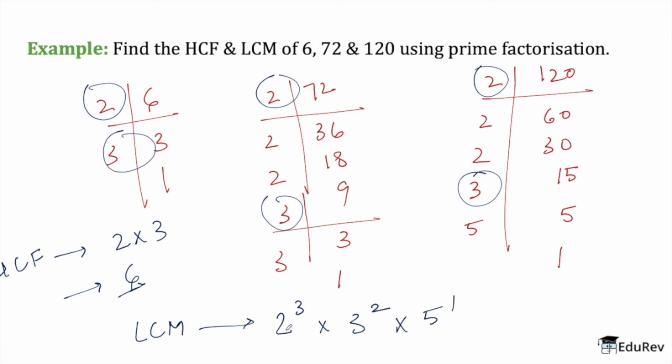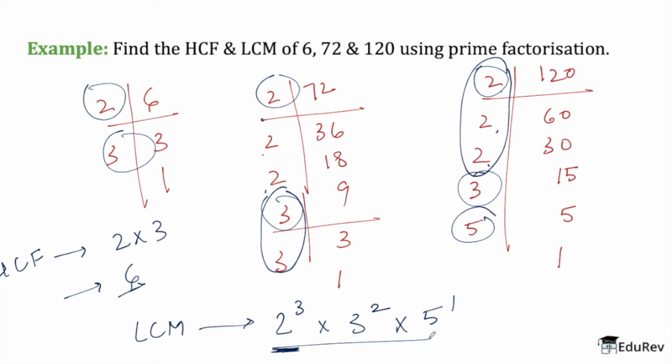Which is to say what? That at max 2 is how many times? 3 times. 1, 2, 3, 1, 2, 3. Alright. So in one of this, 2 is at max how many times? 3 times. So 2 to the power 3 into 3 is how many times at max? 2 times. 3 times 2 and 5 is how many times at max? 1 time. So 2 to the power 3 into 3 to the power 2 into 5 to the power 1.